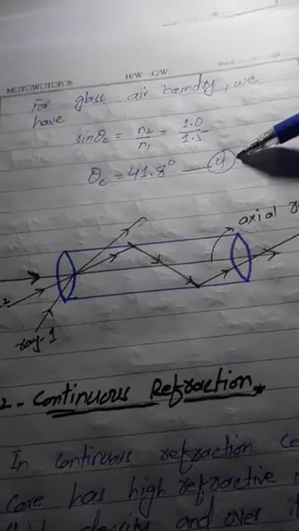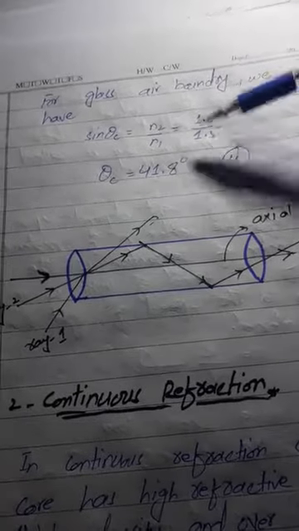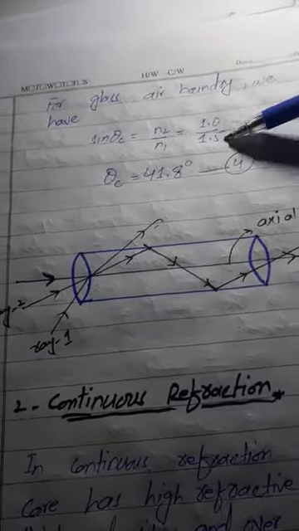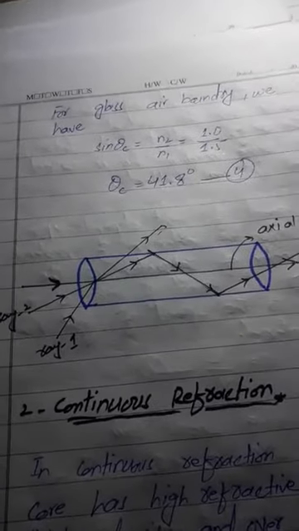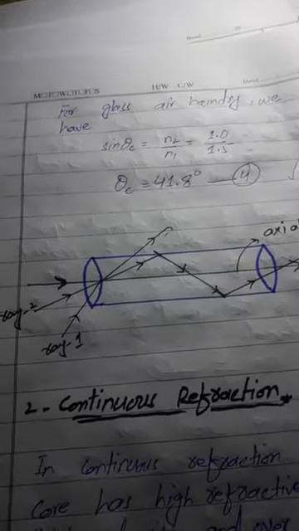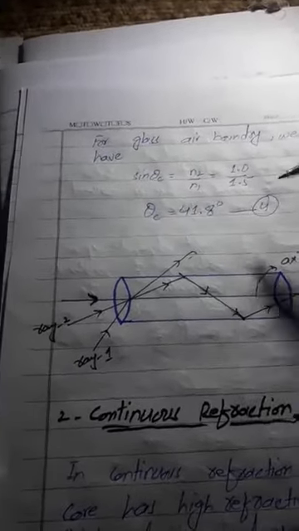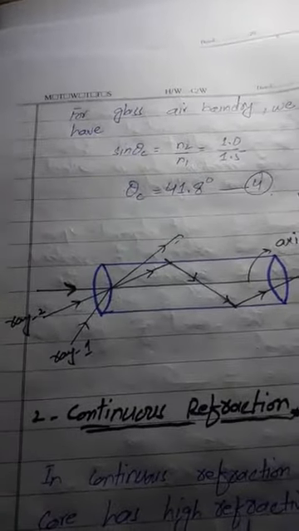In this case we are going to use that when light is traveling from glass to air, the glass का 1.5 and air का 1.0. For that, the critical angle is 41.8 degree. So total internal reflection कब होगा? जब critical angle से ज़्यादा incident angle होगा, because this is the critical angle.